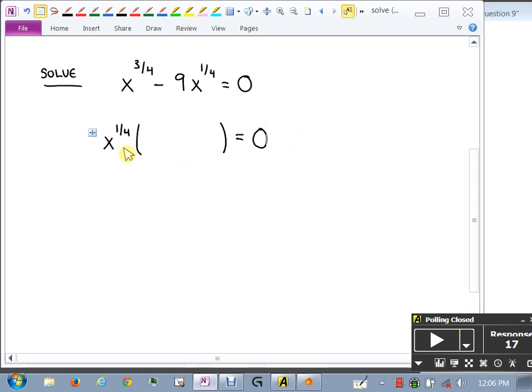If you want me to factor out x to the 1/4, how do I get x to the 3/4 back? I need to have x to what power here? 2/4? What do you do when you multiply two x's with different exponents? What do you do to those exponents? Add or multiply? Add. I need the exponent that I'm going to put here to add up together with 1/4 to become 3/4. 2/4. But 2/4 is really 1/2, isn't it? So I'm going to put this to the 1/2.